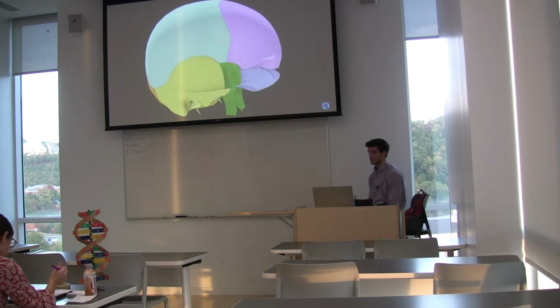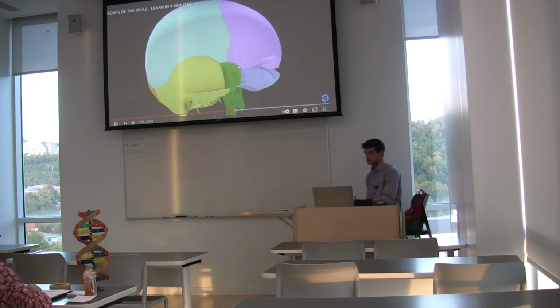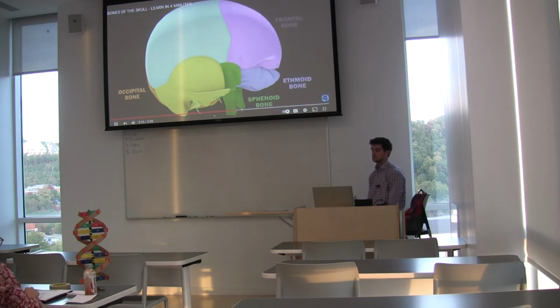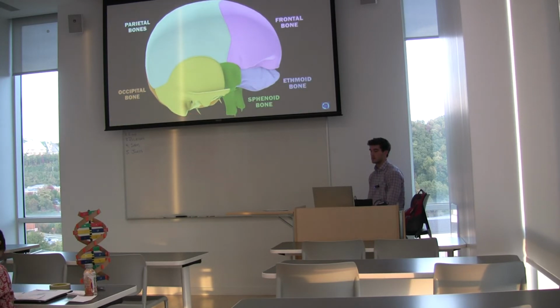So those were the 8 cranial bones. Again, these included the occipital bone, the sphenoid bone, the ethmoid bone, the frontal bone, a pair of parietal bones, and a pair of temporal bones.